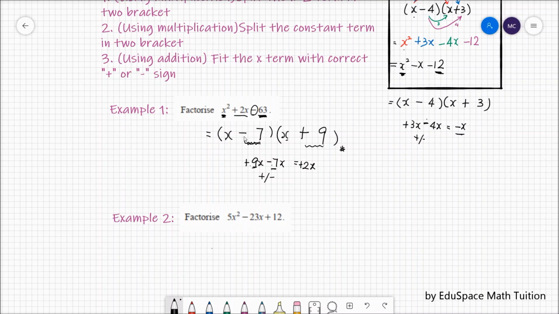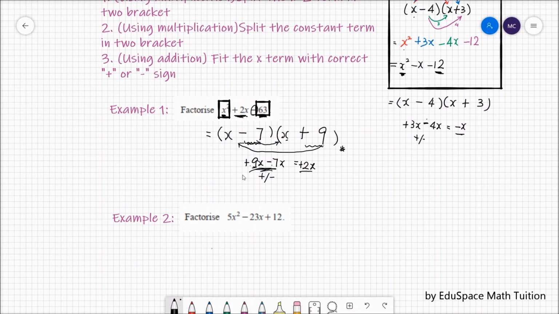So basically, to summarize, you need to make sure that for the first term, we use multiplication. For the last term, we also use multiplication, but for the middle term we have to use the combination of 9x and 7x together with the addition and subtraction concept in order to get the middle term of positive 2x.